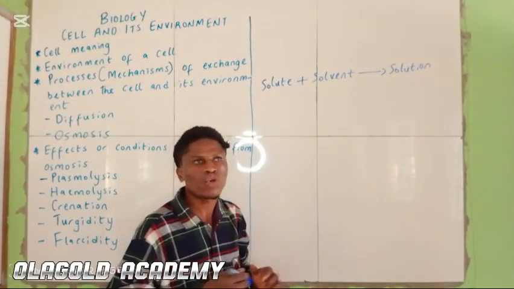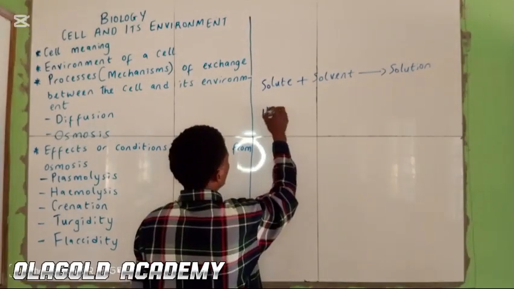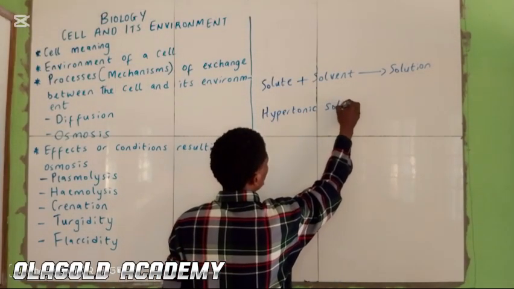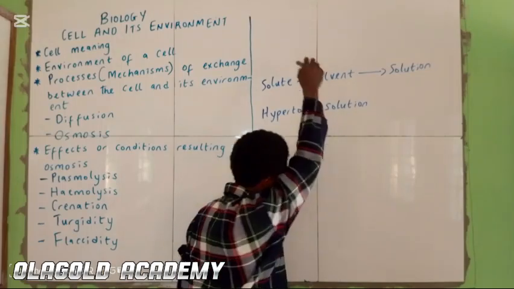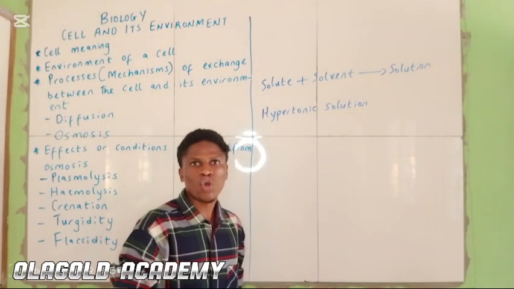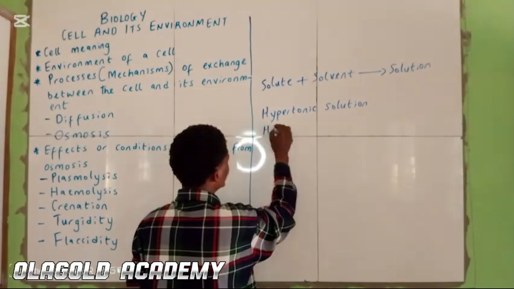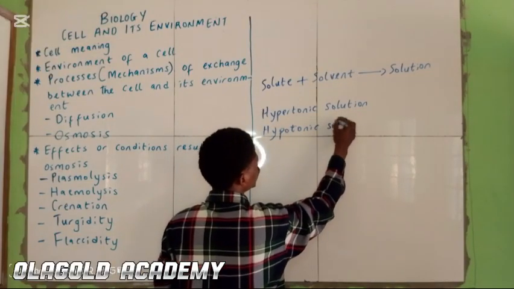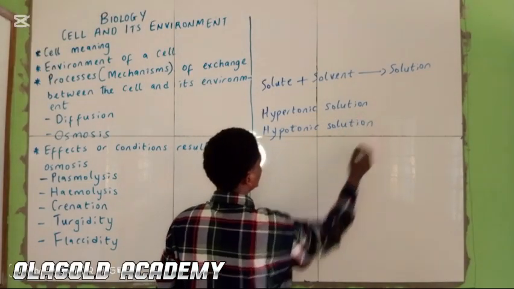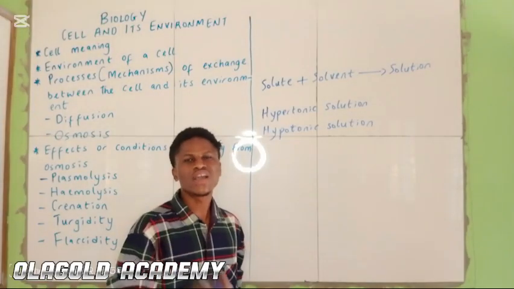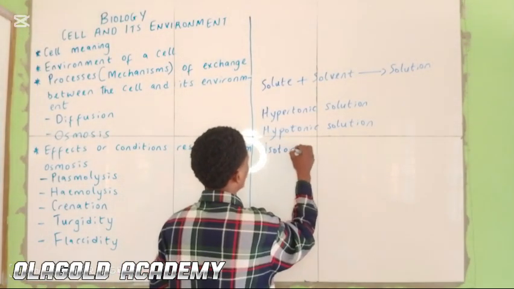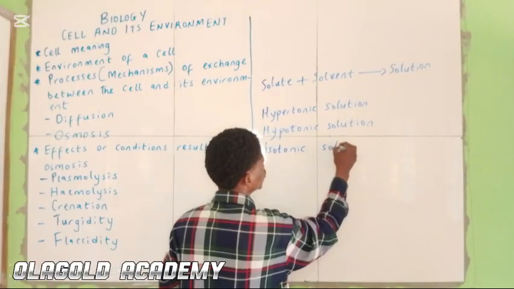Now we have what we call the hypertonic solution. We also have what we call the hypotonic solution. We also have what we call the isotonic solution.